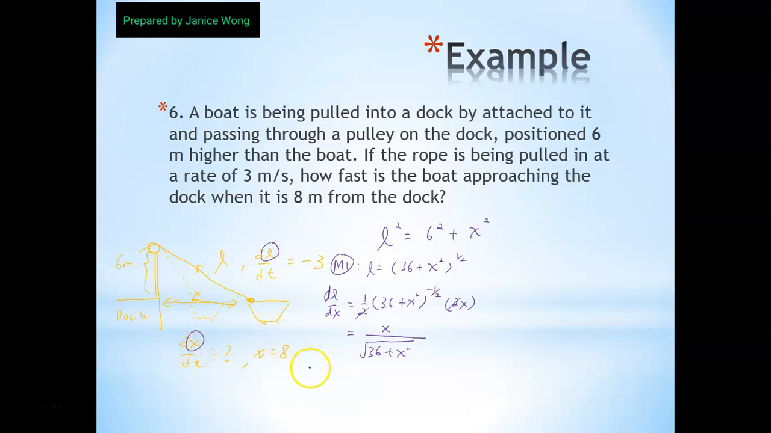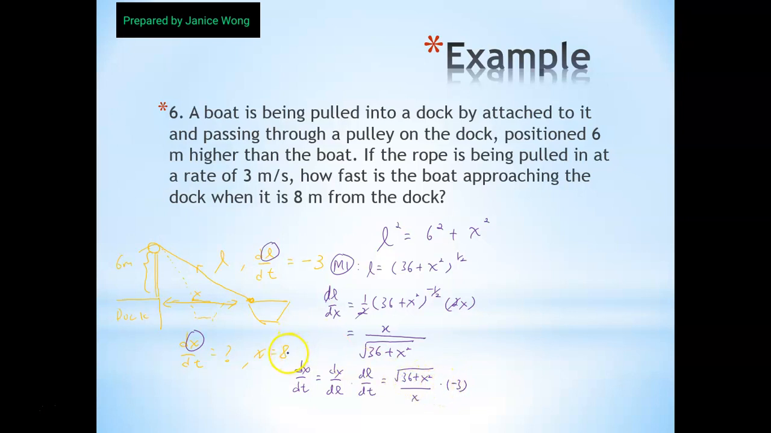We need to find dx over dt. dx over dt will be equals to dx over dt, and in between, we put dL. Will be equals to dx over dL times dL over dt. We have dL over dx. dx over dL is the reciprocal of it. So square root of 36 plus x squared over x times dL over dt, which is negative 3.